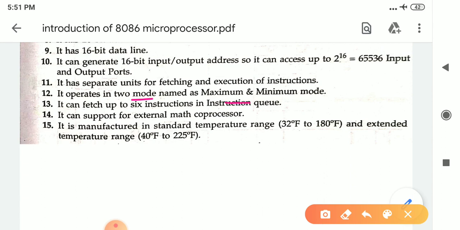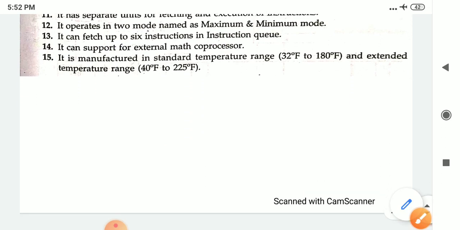It operates in two modes, named maximum and minimum mode, and it can fetch up to 6 instructions in the instruction queue. Queue means line. It also has support for an external math coprocessor. It is manufactured in a standard temperature range of 32 degrees Fahrenheit to 180 degrees Fahrenheit, and an extended temperature range of minus 40 degrees Fahrenheit to 225 degrees Fahrenheit. So these are the features of the 8086 microprocessor.